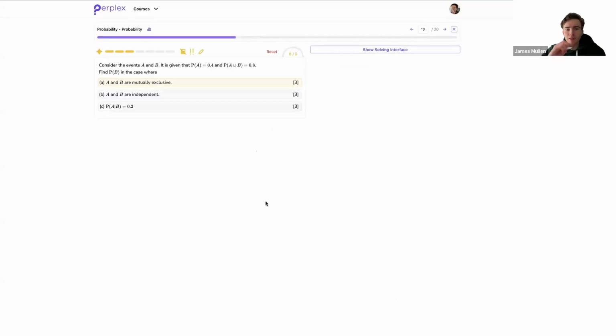So I'm given the events A and B, and I know that the probability of A is 0.4 and the probability of A union B is 0.8. So first we want to find P of B in the case where A and B are mutually exclusive. So if they're mutually exclusive, it means that the probability of both of them happening is 0. So let me write out what that means.